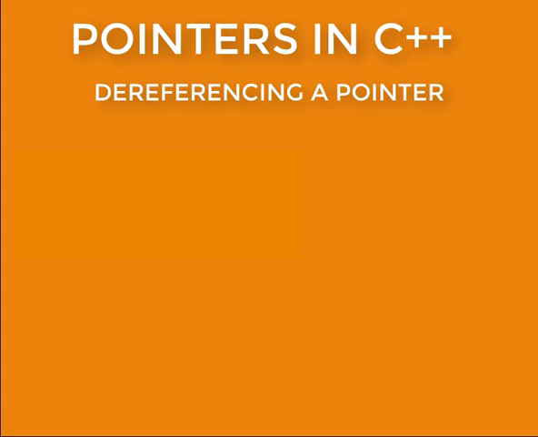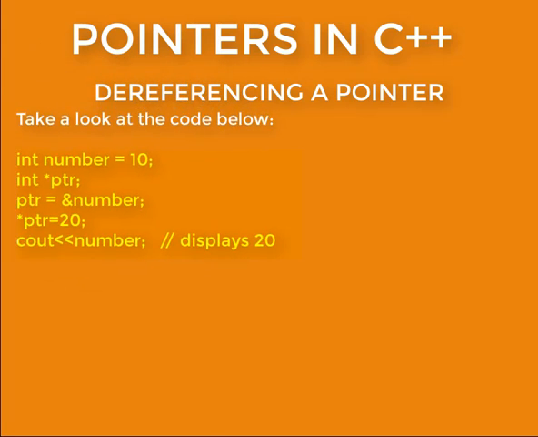If you take a look at the highlighted code, we create a variable called number, give it a value of 10. Then we create a pointer variable, star ptr. Then in the third line, we assign the address of number to pointer ptr, so we don't use a star. Then in the fourth line, we put the star back before the pointer. It's called dereferencing the pointer.